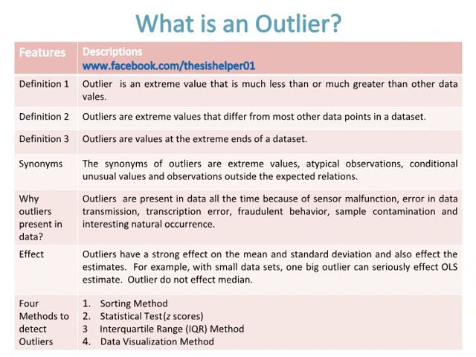There are 4 methods to detect outliers. Number 1 method is sorting method. Number 2 method is statistical test, z-scores. Number 3 method is interquartile range, IQR, method. Number 4 method is data visualization method.